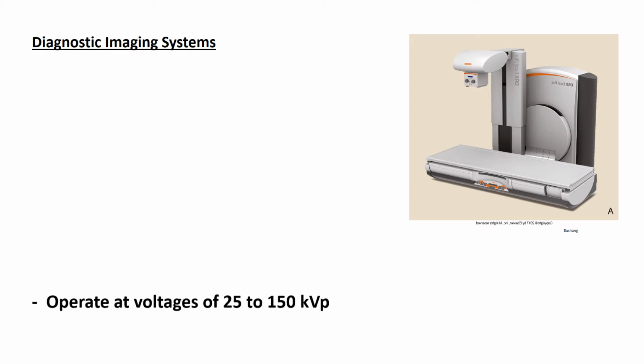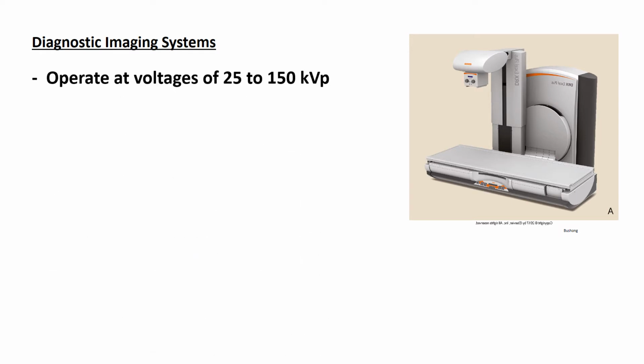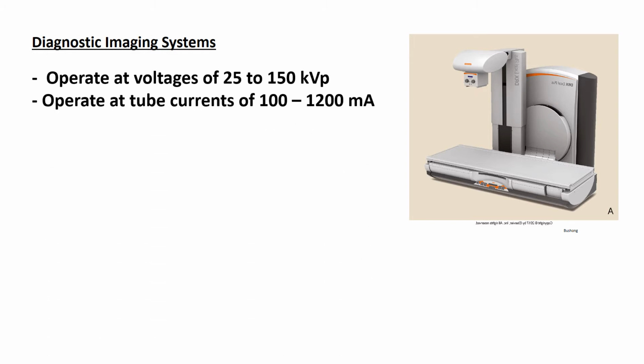Diagnostic imaging systems all operate at voltages between 25 to 150 kVp and at tube currents of 100 to 1200 mA. Those are very important facts for you to memorize, especially when you're studying for the registry. So 25 to 150 kVp, 100 to 1200 mA.